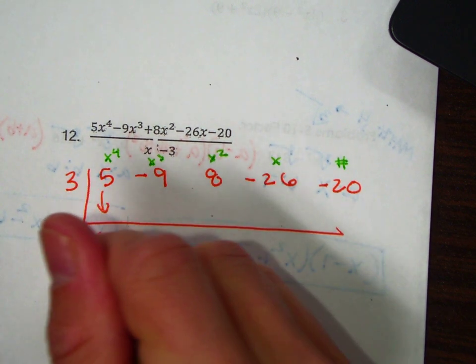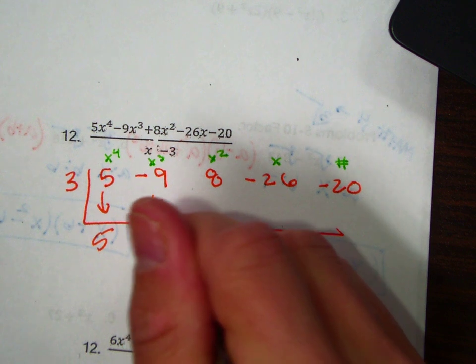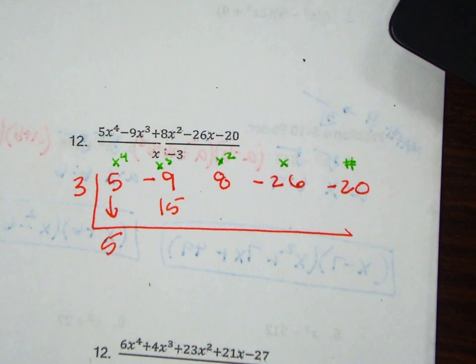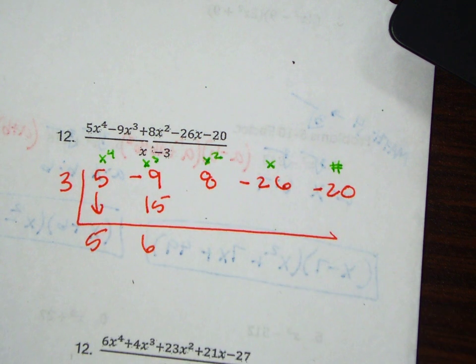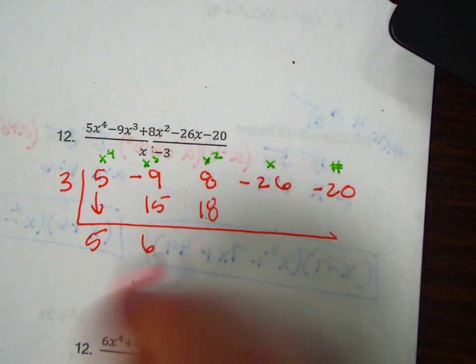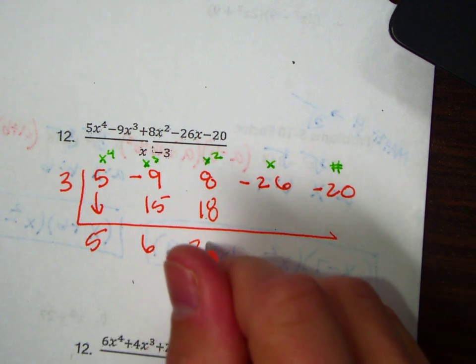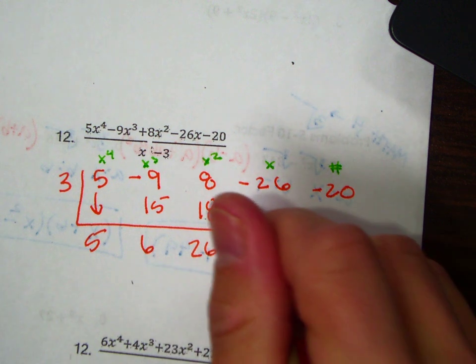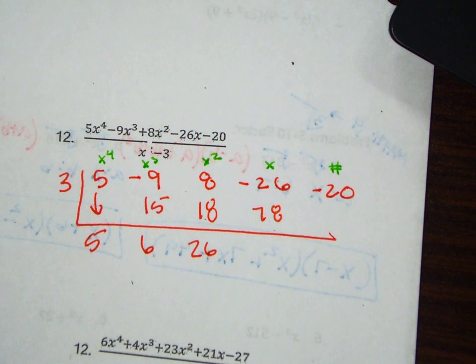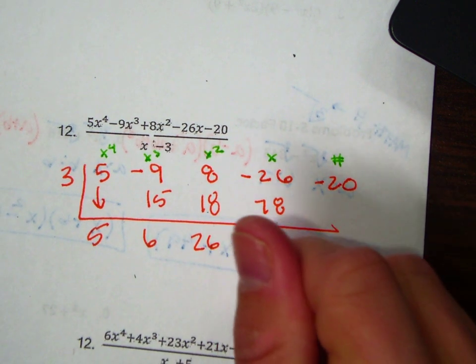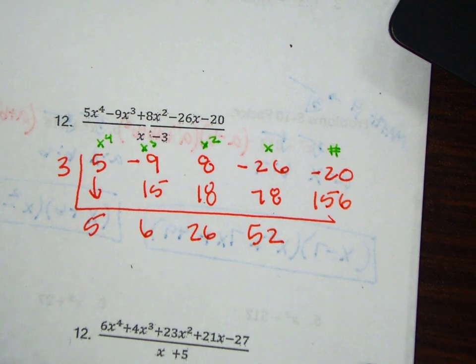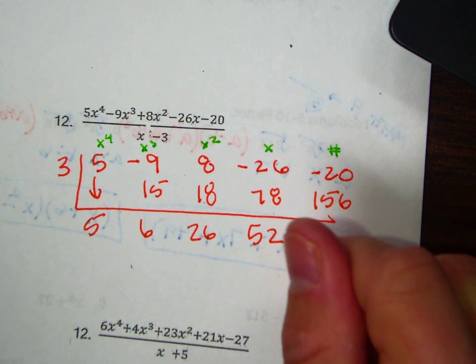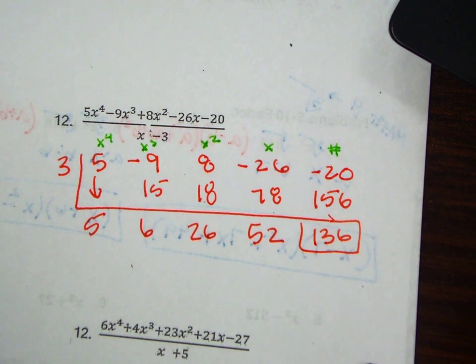All right, so now we're going to do it. So drop the 5. 3 times 5 is 15. And use your calculator on these guys. It takes just a couple seconds, and then make sure you don't make any mistakes. All right, times that by 3, and then add, times that by 3, and then add, watch your negatives, times that by 3, and then add, box the last number because that's your remainder.